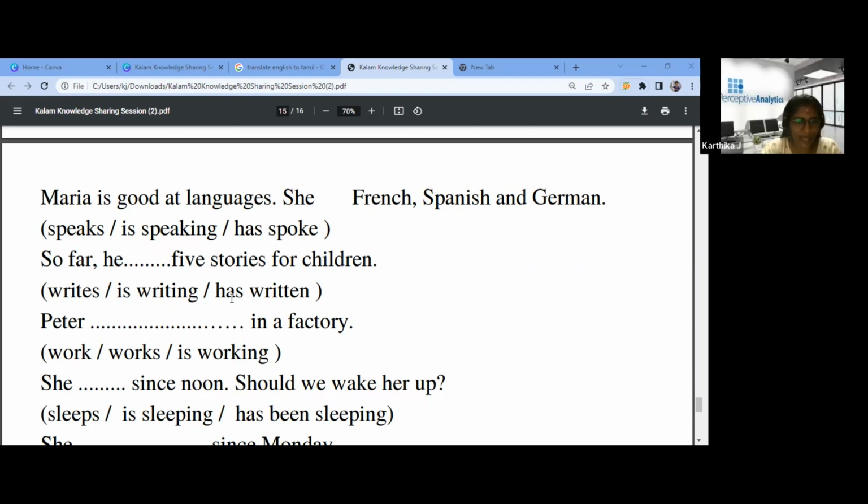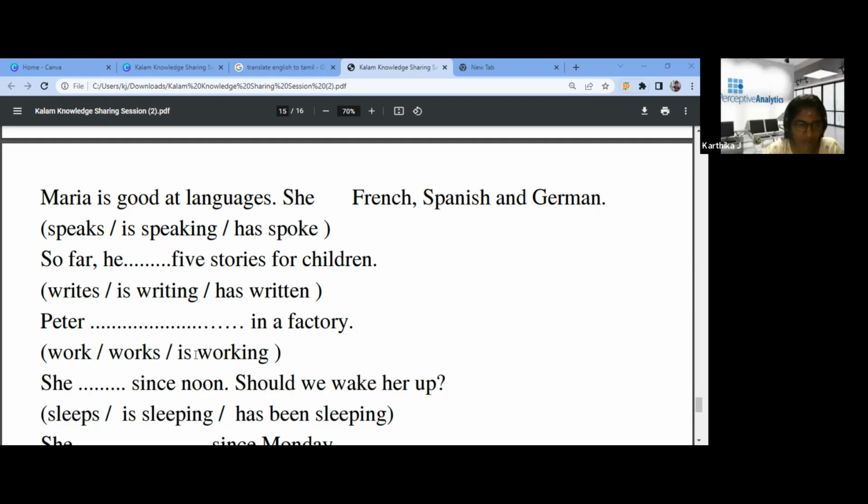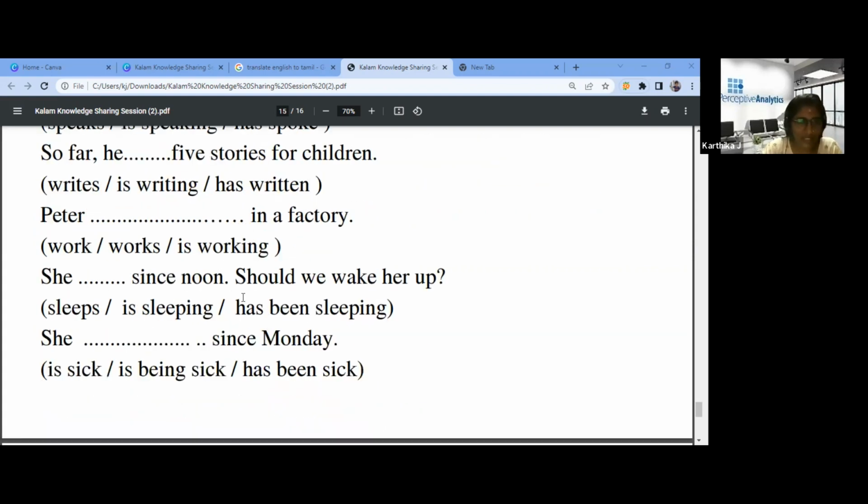Next one is Peter dash in a factory. Works. Yeah. He's working, both can also come, depending. Because it's representing he, in that case we have to use works. And one more sentence, we can use Peter is working in the factory. Both can come.